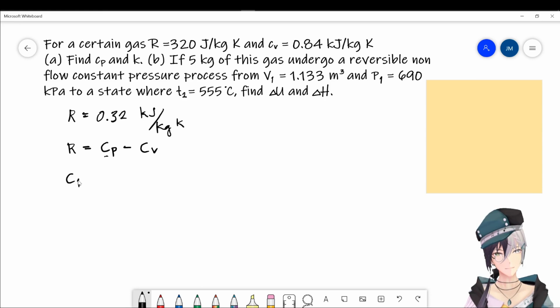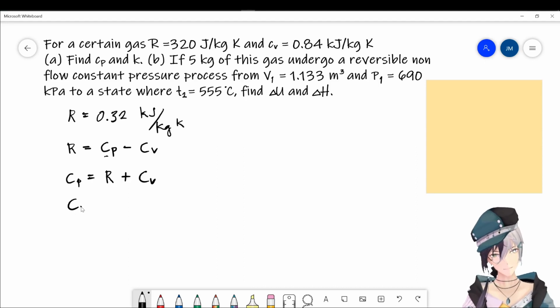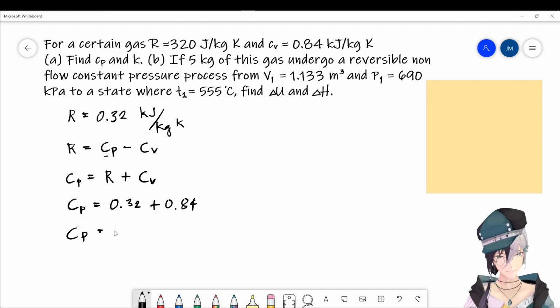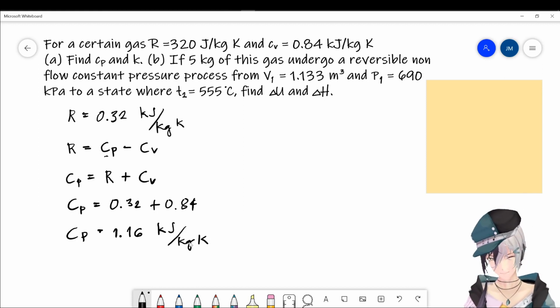Solving for this term, we are now left with this one and then this one. Okay, so R is 0.32 plus 0.84. And that gives us an answer of 1.16 kilojoule per kilogram Kelvin.